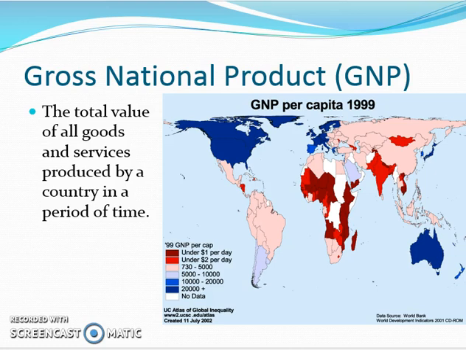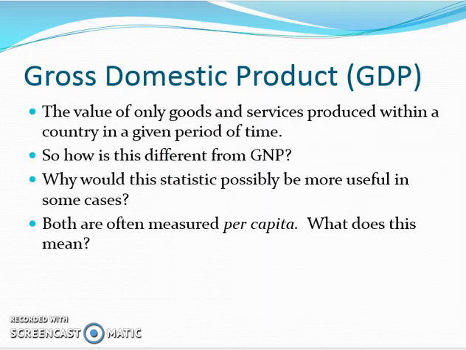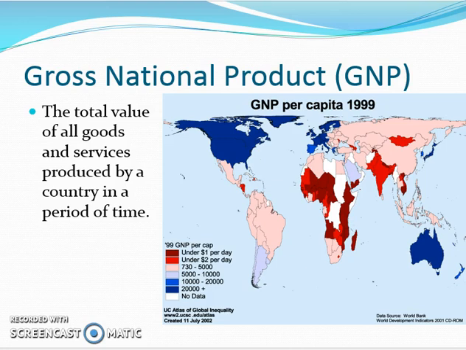Okay, the last two things we need to talk about, I'm going to go in tandem here in these last two slides, because they go together. There are two different ways of measuring how much money a country makes. There's what we call gross national product, and there's also what we call gross domestic product. Now, let's start with gross national product.